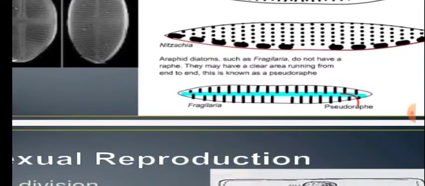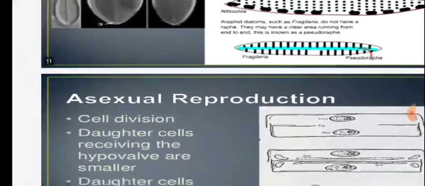The araphid diatoms, like Fragilaria, do not have the raphe. You see, there is none, so they may have a clear area running from end to end, and this is known as the pseudoraphe. So pseudoraphe is there. Fragilaria is a good example. It also shows the pseudoraphe.